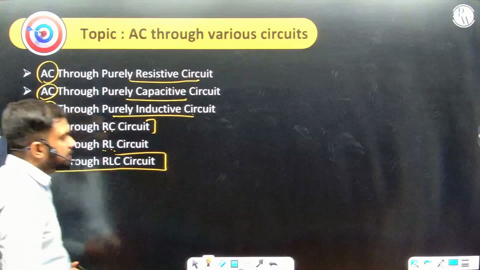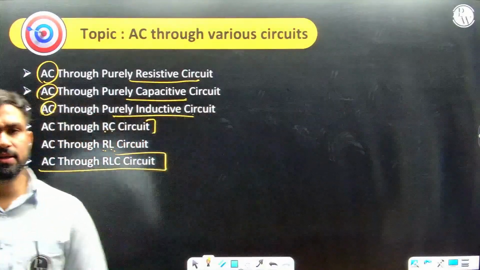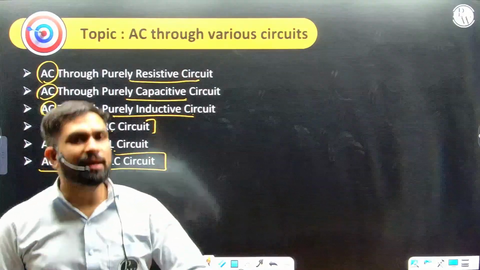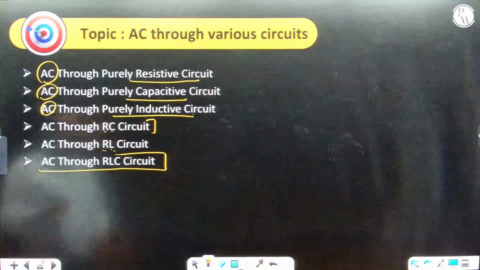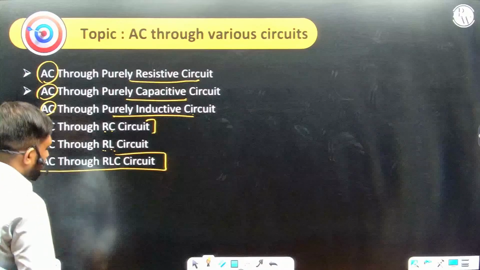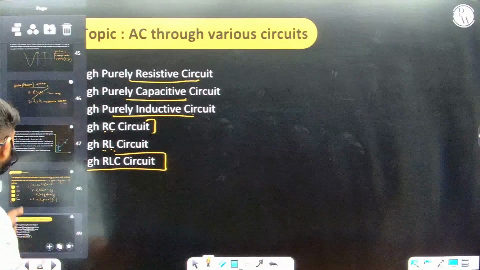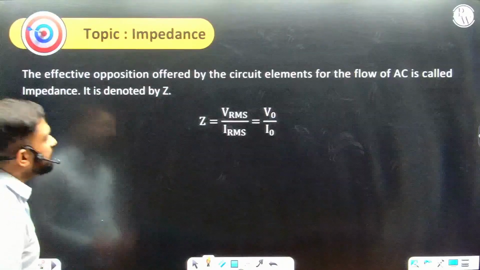All right. Now in these different types of circuits, what you need to understand is whether the voltage leads or lags behind the current, or is it in the same phase? If you can decide that they are in the same phase or they lag or lead, then we can easily solve the problems based upon this. Okay. For this we need to define few more quantities.